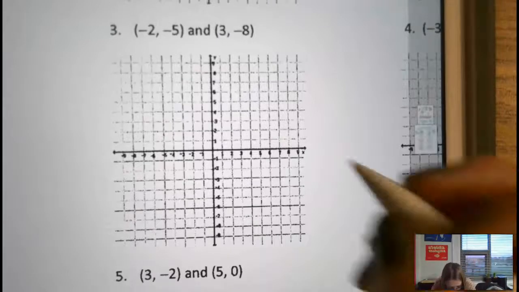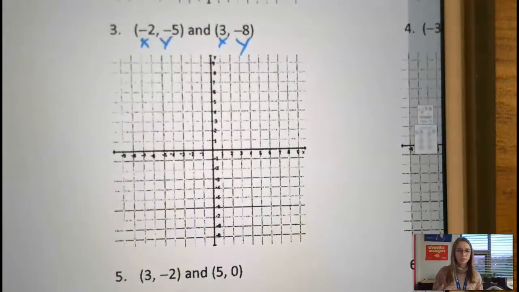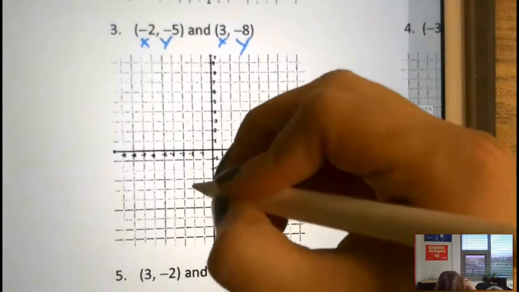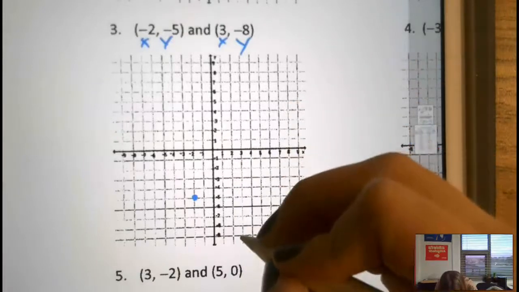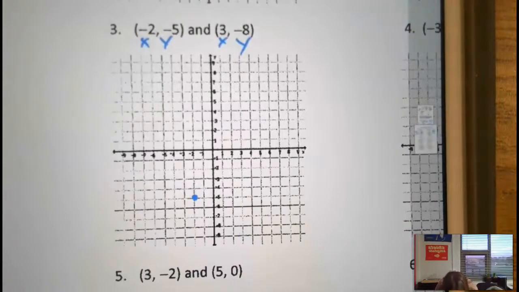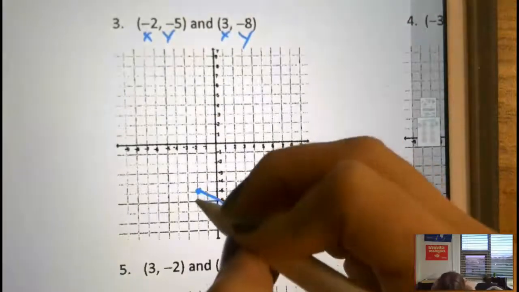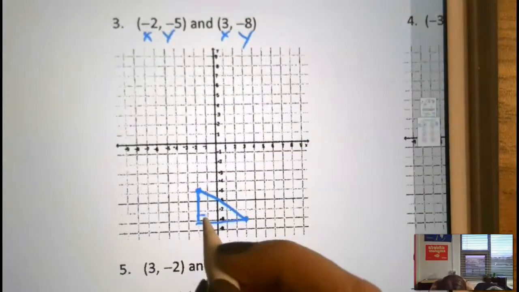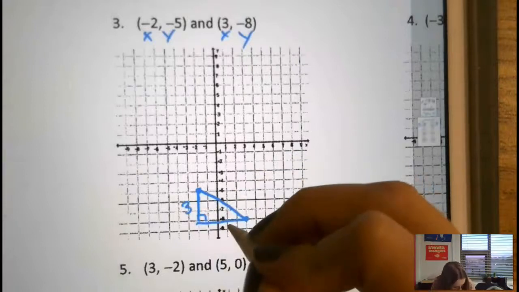Alright, here we go. We got x and y. I want you to pause this and try to do it on your own first, and then watch me to see if you get the same thing I do. So -2, -5, and then 3, -8. I'm going to draw that diagonal, and then I'm just going to drop it down and make that right triangle. And my distances are 3 and 5.